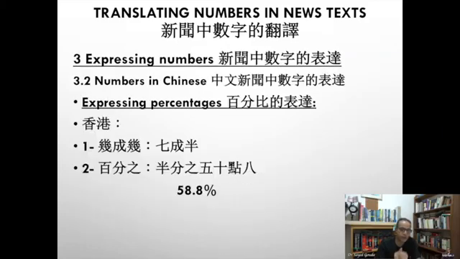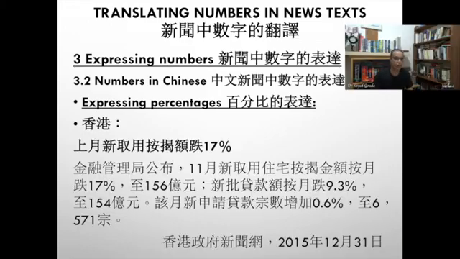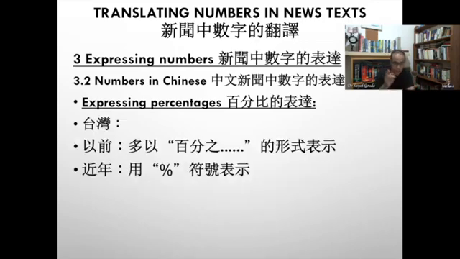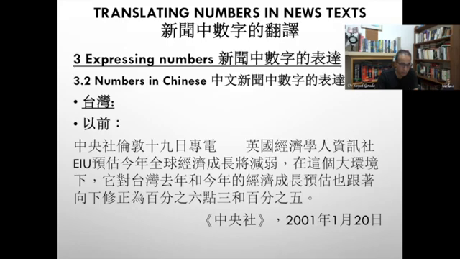The same with the percentage. In the past, again, all the media in Hong Kong, Taiwan, China used words like 百分之, or they used what's called 集中计, like 集中班, meaning 75%. But nowadays, they all use the percentage sign, like 75%, the Arabic numbers and the percentage sign.